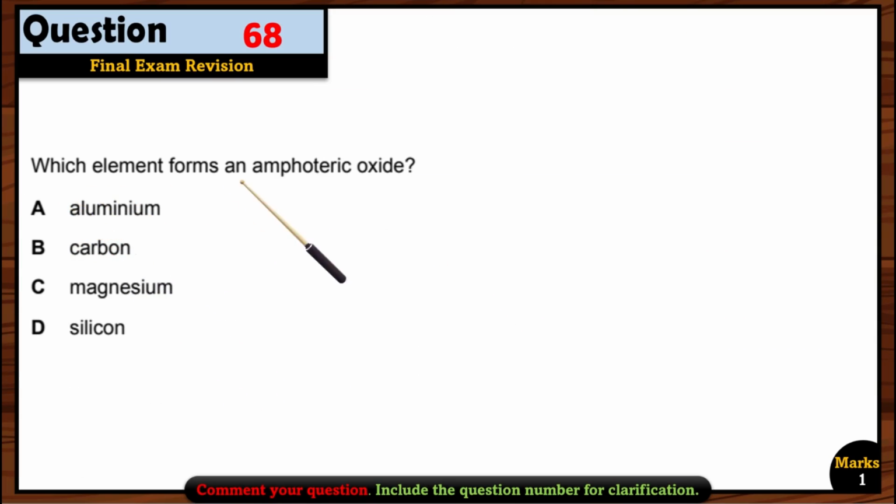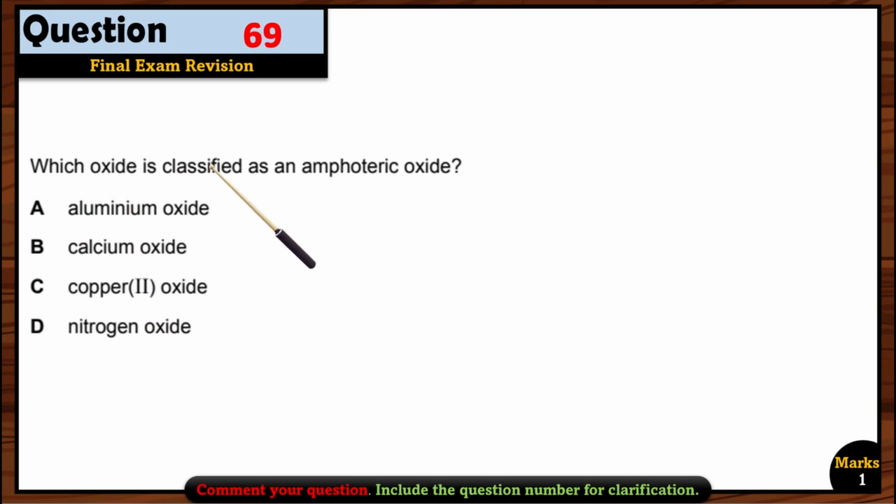Question 68. Which element forms an amphoteric oxide? Remember that there are some metals that form amphoteric oxide, not non-metals. And among those metals, one is aluminium, the other one is zinc, and the third one is germanium. You need to memorize this one, okay? So these three usually appear in the exam. So option A is the right option here because aluminium will form the amphoteric oxide.